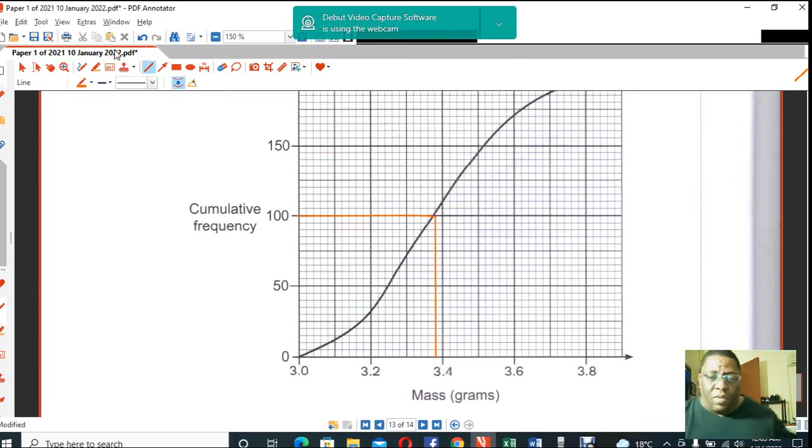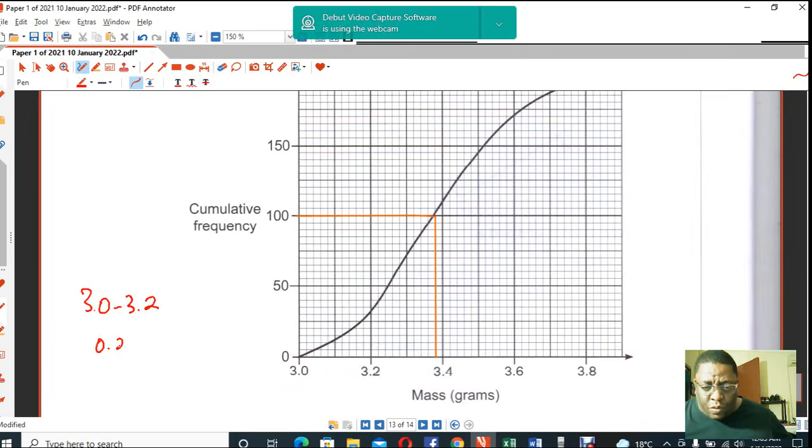Now one of the other things that I want you to understand is, what does one small block represent? So you have, for example, between 3 and 3.2. Can you see that? You have got 0.2. If you say 3.2 minus 3.0, you get 0.2. You follow? Right, and there are 10 little blocks in there. So when you divide that, you get 0.02. So each block represents 0.02. Does that make sense to you?